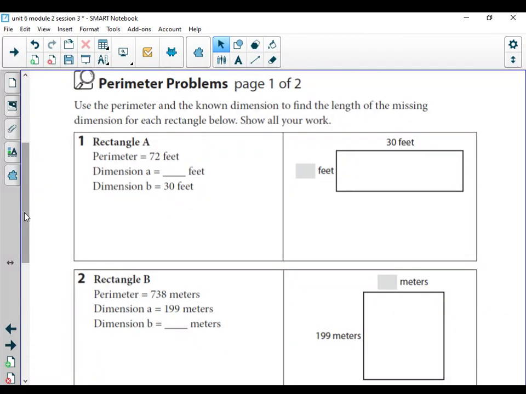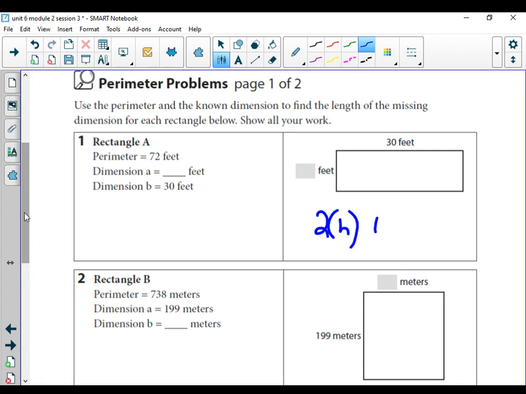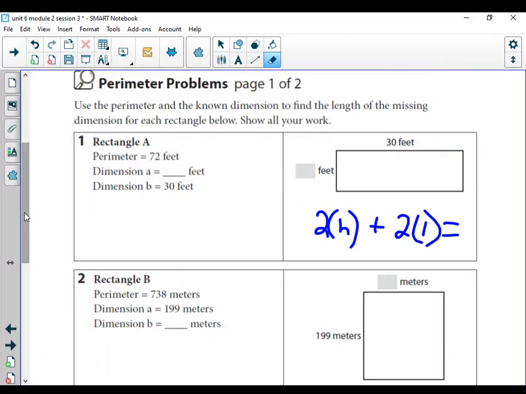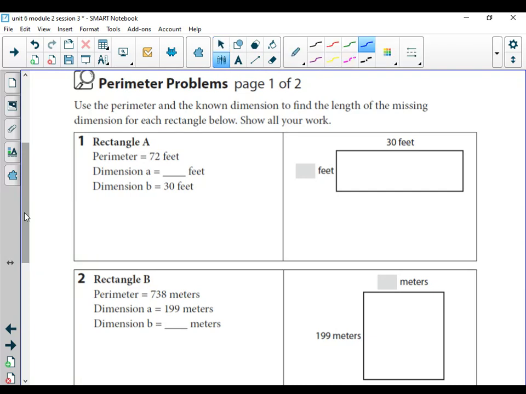So, really doing this in the end, the formula, you're adding this side, this side, this side, and this side. But we know the formula as you're taking the height and doubling it, and then you're taking the length and doubling it, and that gives you the perimeter. Okay, so let's look at this first one together. You can have your student book open right now, and I'm going to work you through the first couple of problems. So the rectangle A right here, this one, rectangle A, the perimeter is 72.